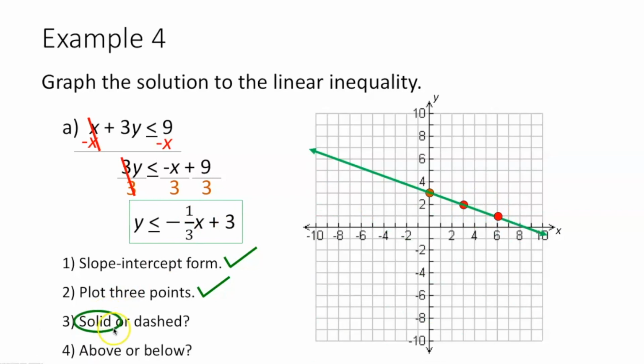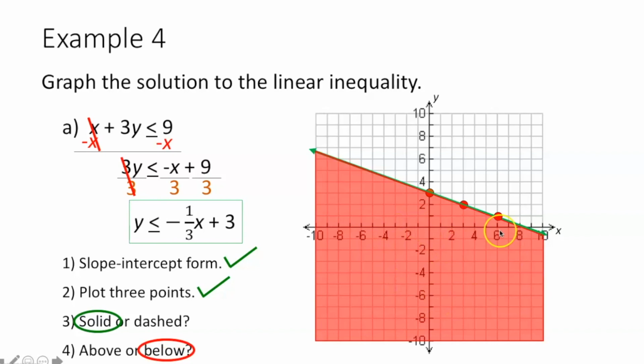Next, are we going to shade above or below this line? Well, since our inequality symbol is facing away from our given y value, we want all y values less than or equal to -1/3 x plus 3. We want all the y values below this given line. That means that any point in this region and on this line would cause this inequality to come out true.